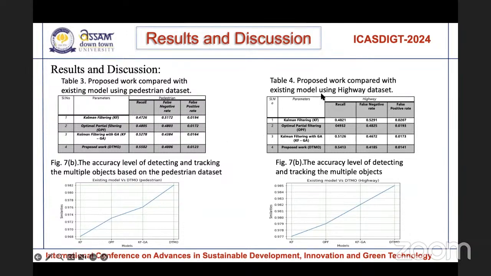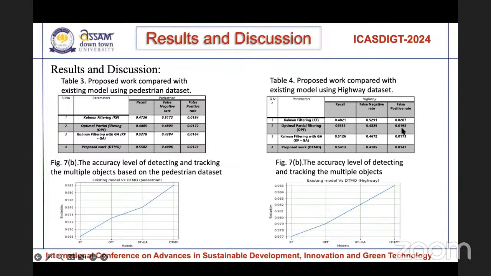And coming to the highway data set, the KF value for recall is 0.4821, false negative rate is 0.5291, false positive rate is 0.0207, and the OPF values are 0.4932, the false negative rate is 0.4825, and the false positive is 0.0193.